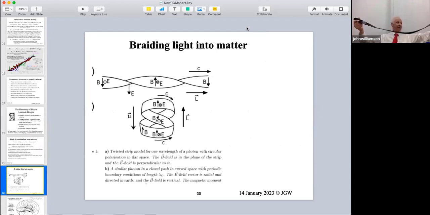The belt represents the electric field coming out towards you on the shiny side of the belt, and the magnetic field coming out towards me. E cross B means the thing is traveling in this direction. I'm going to put a twist in it to represent one wavelength, a whole turn, and then take the belt and bite its own tail with the one wavelength, and you get this object.